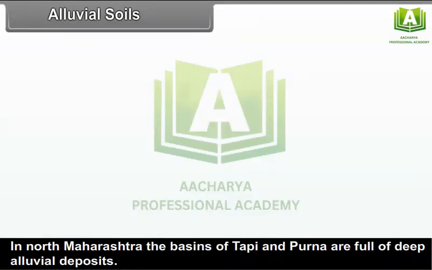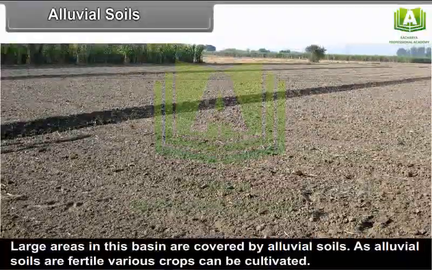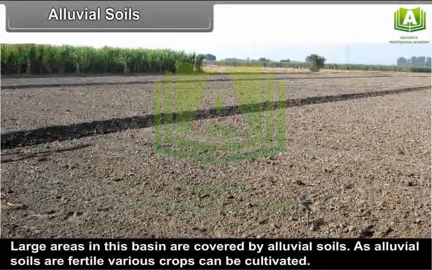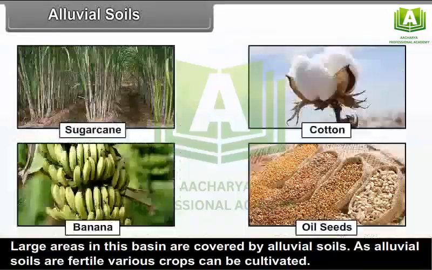In North Maharashtra, the basins of Tapi and Purna are full of deep alluvial deposits. Large areas in this basin are covered by alluvial soils. As alluvial soils are fertile, various crops can be cultivated.